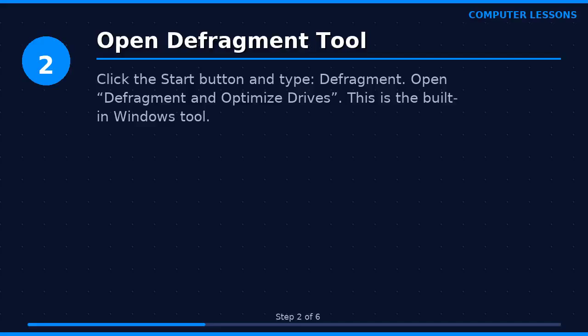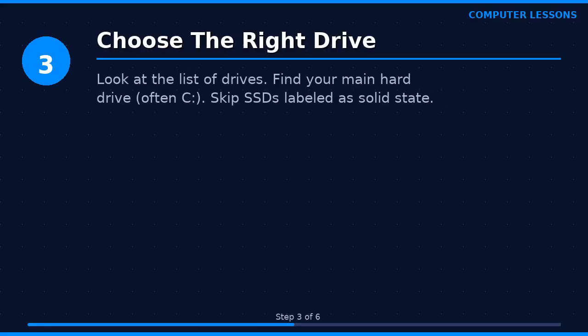You're on Windows, you hit that start button, start typing defragment, and up pops Defragment and Optimize Drives. That's your built-in tool, no extra downloads, no trades needed. Now in that window, you see your drives listed out. Find the main one, usually C.